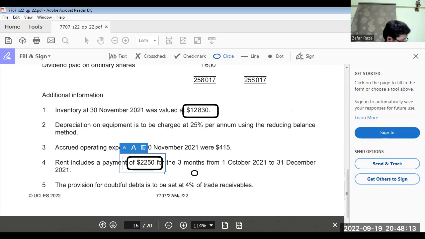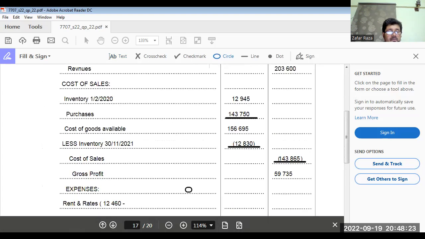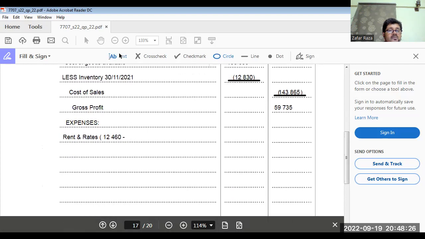We are on 30th. So 2250 divided by 3, 1 month is 750. So we are going to put that at 750, minus 750. Okay, 12,460 minus 750. Answer is 11,710.